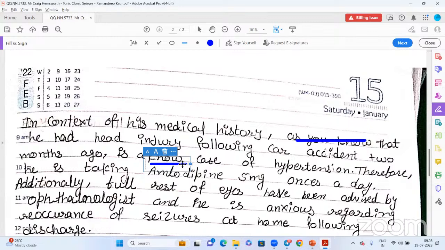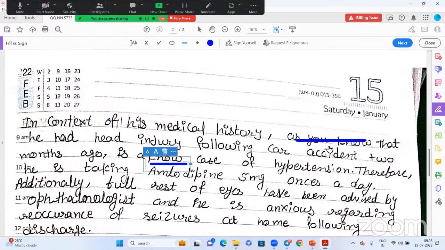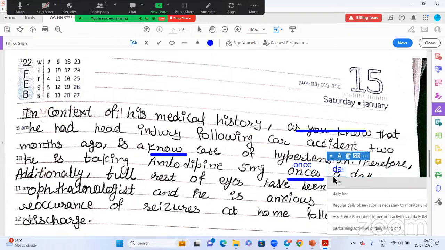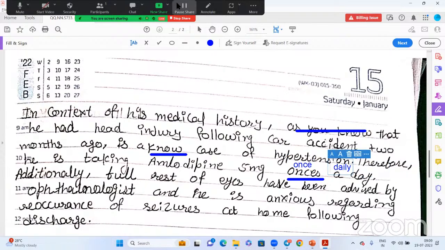You don't know many things which he knows. He is the patient's personal physician, so he knows all these things: head injury following car accident 2 months ago, a known case of hypertension. So therefore, he is taking Amlodipine 5 mg once daily. Once is a spelling mistake. Once a day. A day can be written as daily, 1 word instead of 2 words.